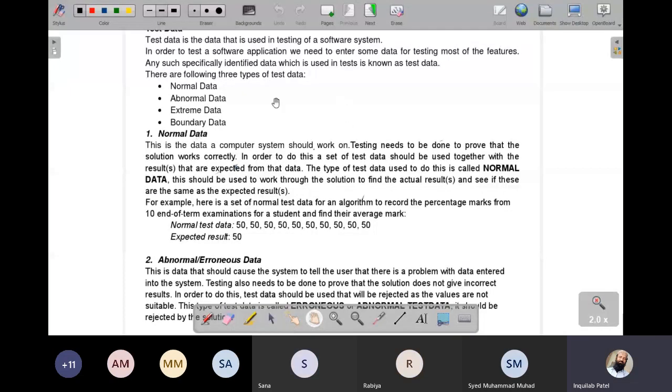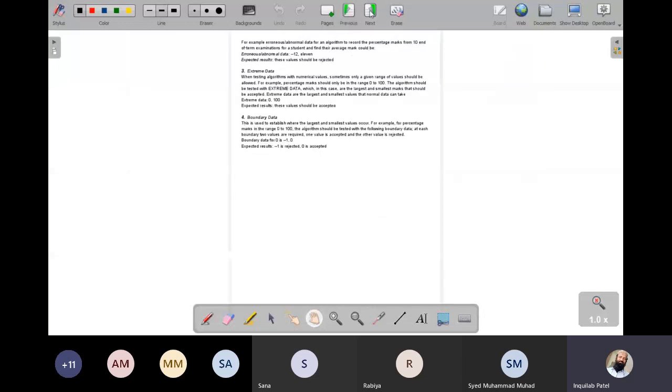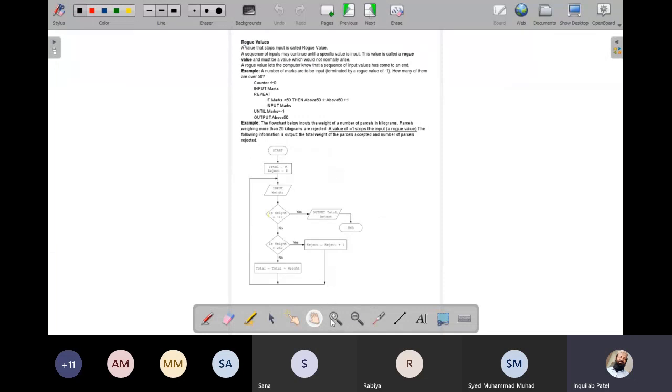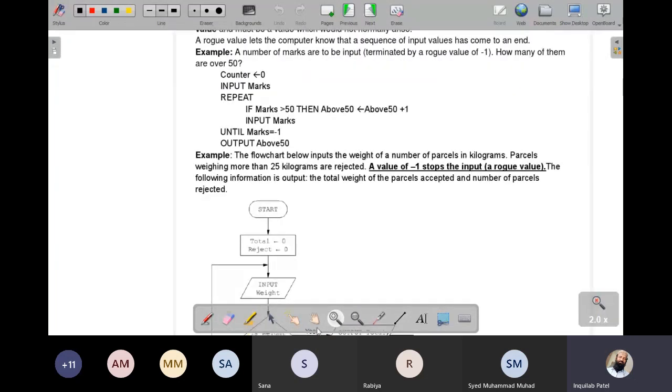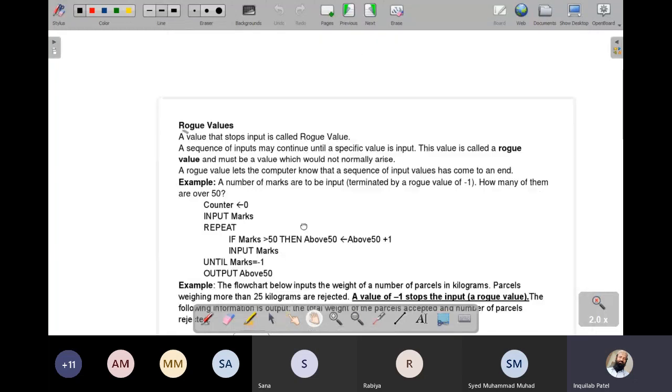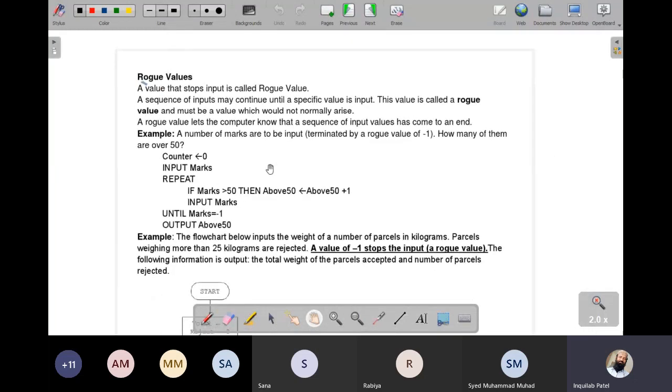Before reading and solving the question related to test data, we have another concept that should be known to us, and this is a term called rogue value. A rogue value is basically a value that is used to stop the input. Like here, a number of marks are to be input, meaning we don't know how many marks there are. The input is terminated by -1, so we say that -1 is a rogue value.